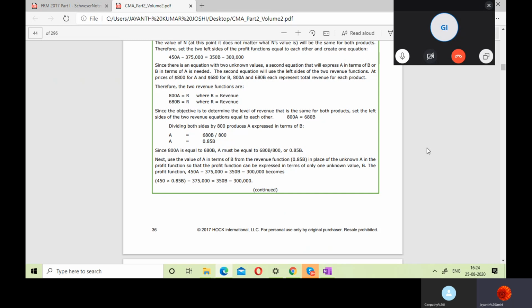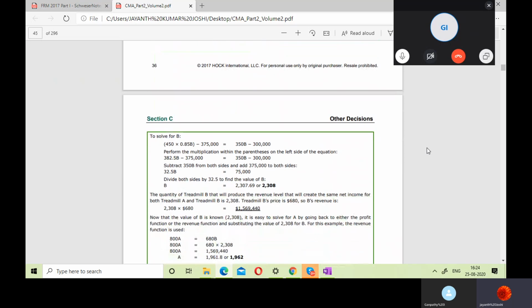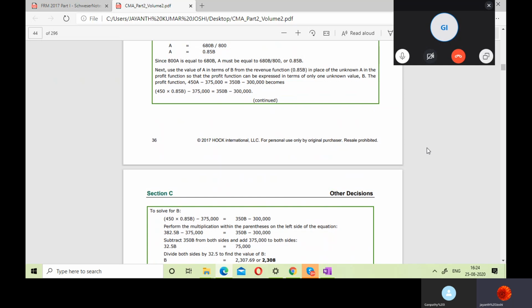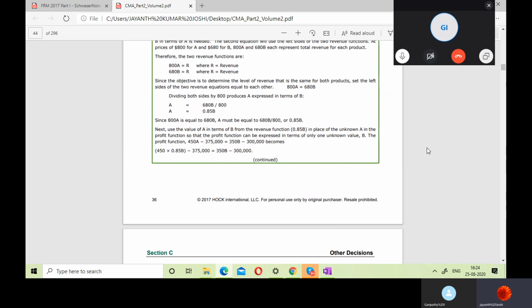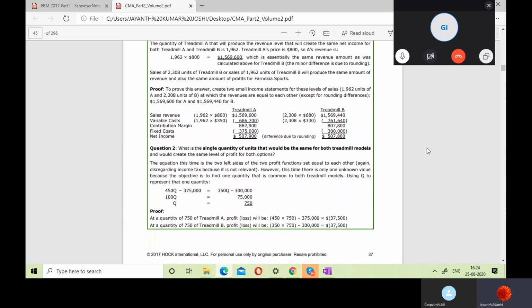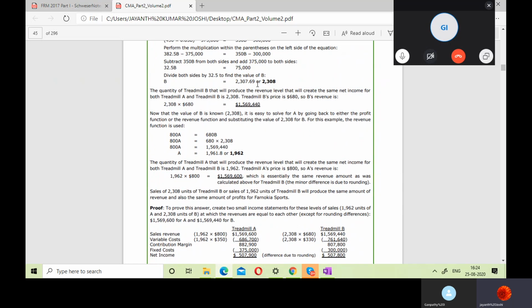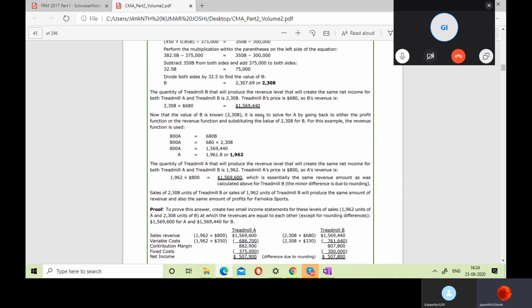Whatever I have said, clearly the same thing they are mentioning there. After getting these A and B values, B is 2,308 it seems, and A is 0.85 into B. So 2,308 into 85% will give you A, which is somewhere around 1962. So you got A and you got B.